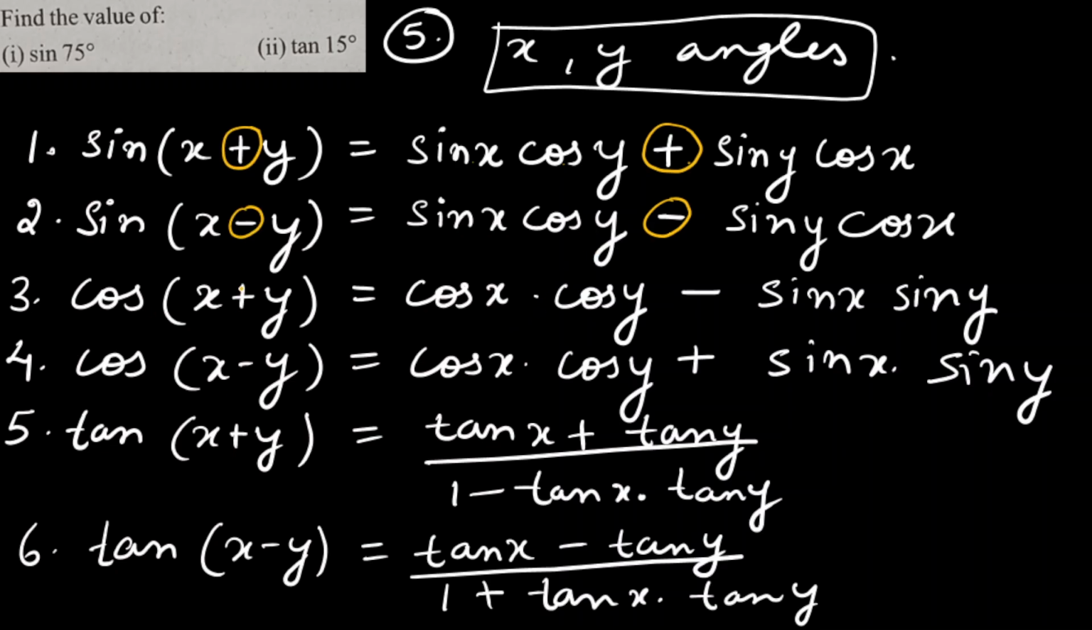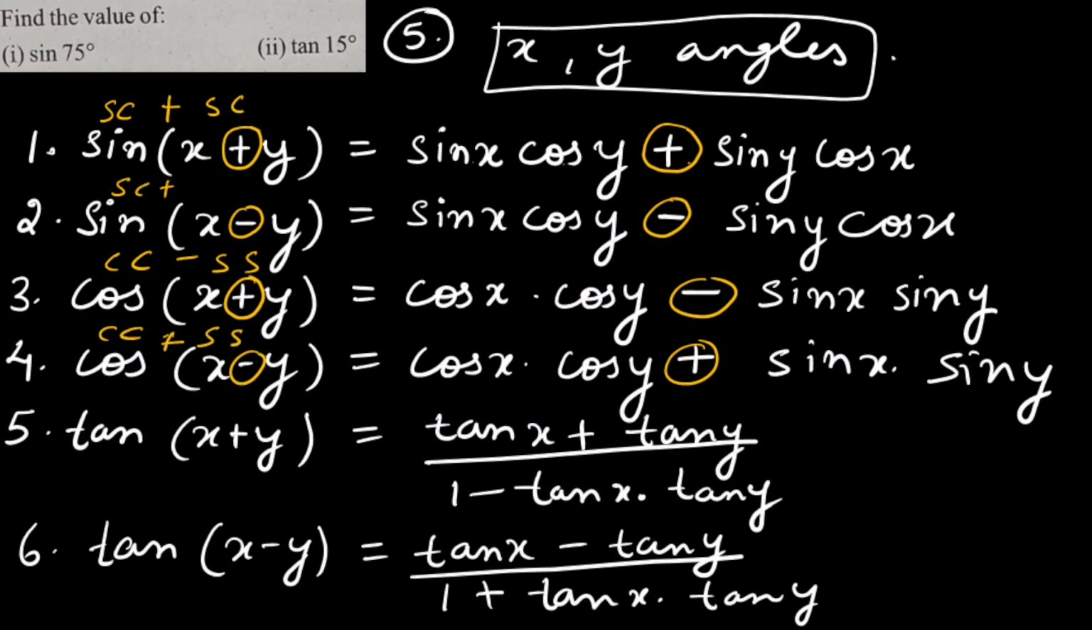In case of cos, if plus is there, then minus. If minus is there, then plus. Cos, cos, sine, sine. So for sine we have the combination SC plus SC, but in cos, if plus is there, this is CC minus SS. If minus is there, then CC plus SS. So sine, sine and cos, cos are together with these angles.